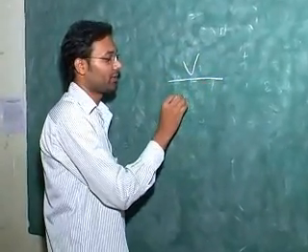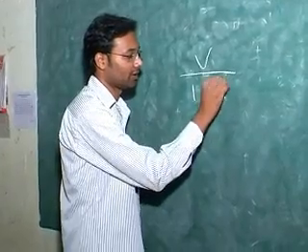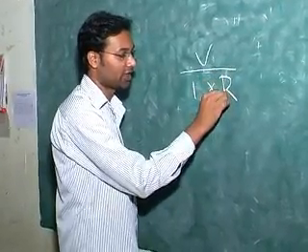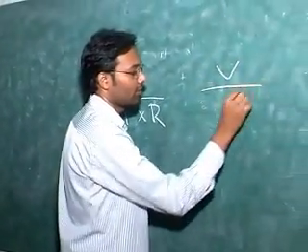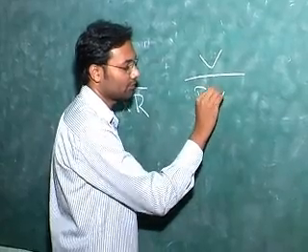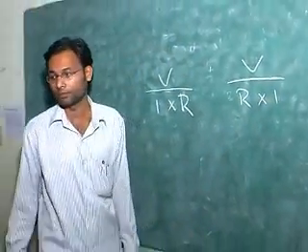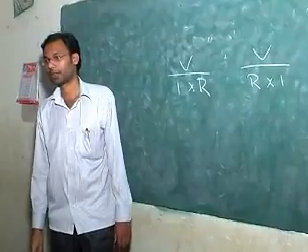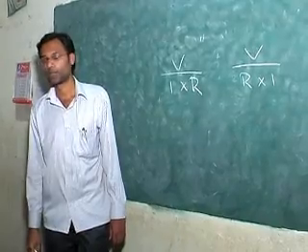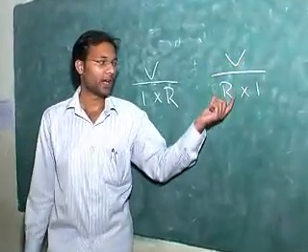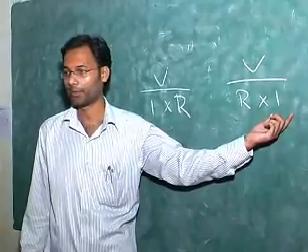V by I into R. But whereas in your textbook it is mentioned something like V by R into I. Is that the pattern in your textbook? V by R into I.